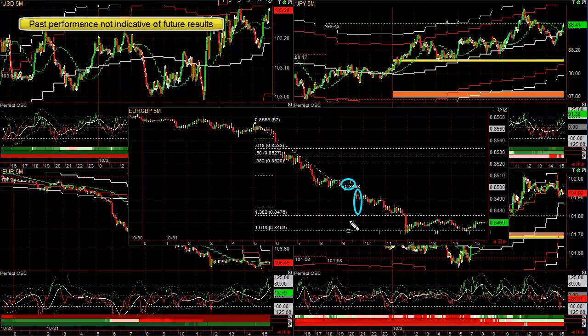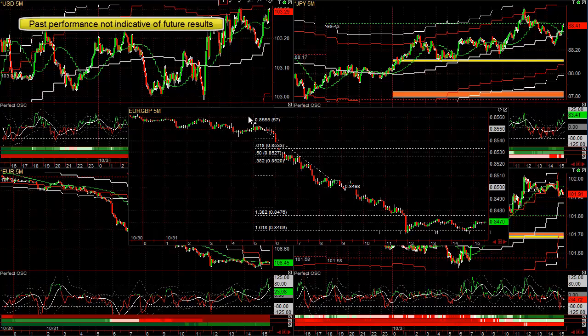You don't know if it's going to go to the first fib target or the second one, but even if it only goes to the first fib target, your projected profit is 2.5 times. And in this case, it made 3.5 to 4 times more profit than what your risk is, and that's the key to trading.